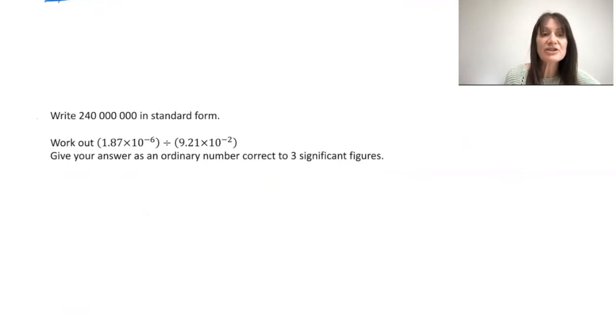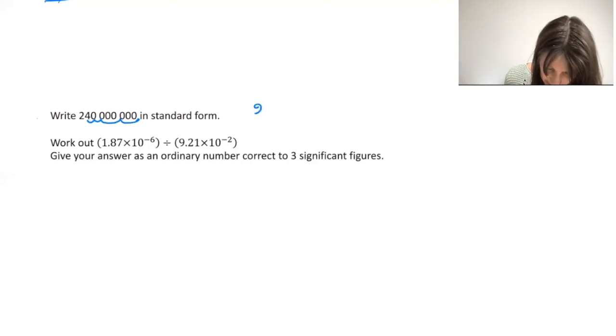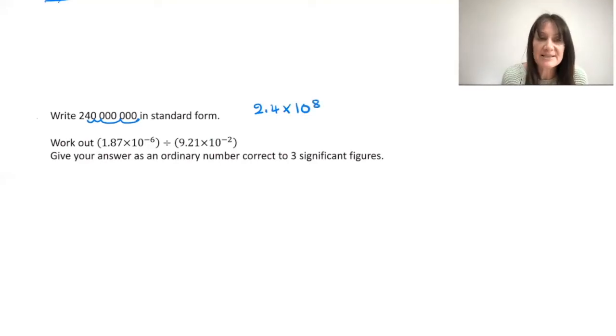Okay, so the first question, we need to write in standard form. It's really just a case of counting in and trying to get that in the right position. Actually, it's quite nice the way they've written it because we can go 3, 6, 7, 8. So we can say it's 2.4 times 10, and we went in 8 places.